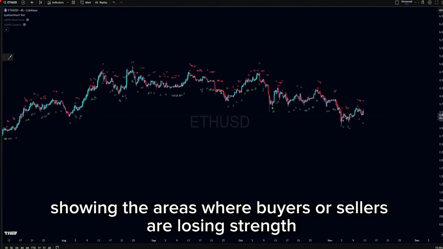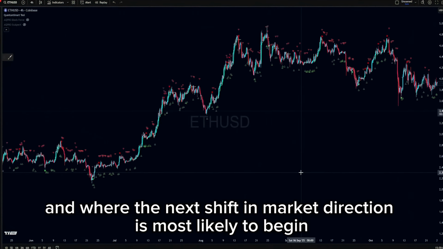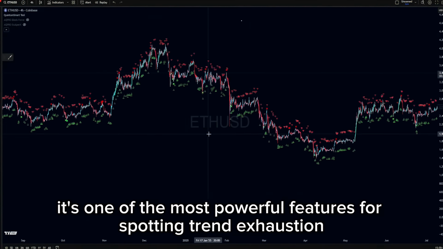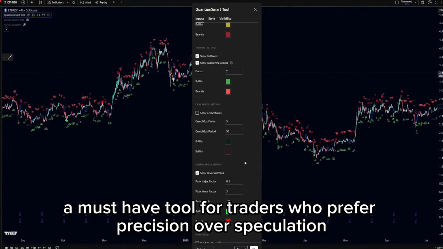In essence, reversal peaks gives you a clear visual roadmap of where price may be overextended, showing the areas where buyers or sellers are losing strength, and where the next shift in market direction is most likely to begin. It's one of the most powerful features for spotting trend exhaustion, profit-taking opportunities, and early reversal setups. A must-have tool for traders who prefer precision over speculation.